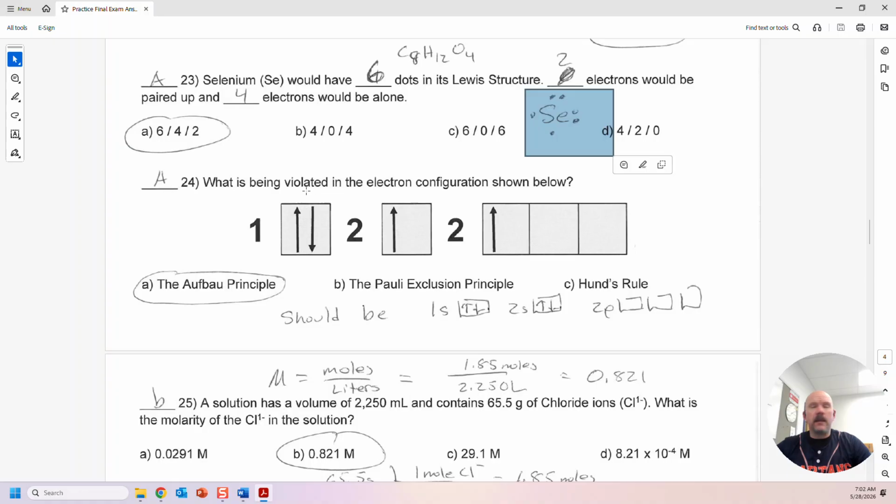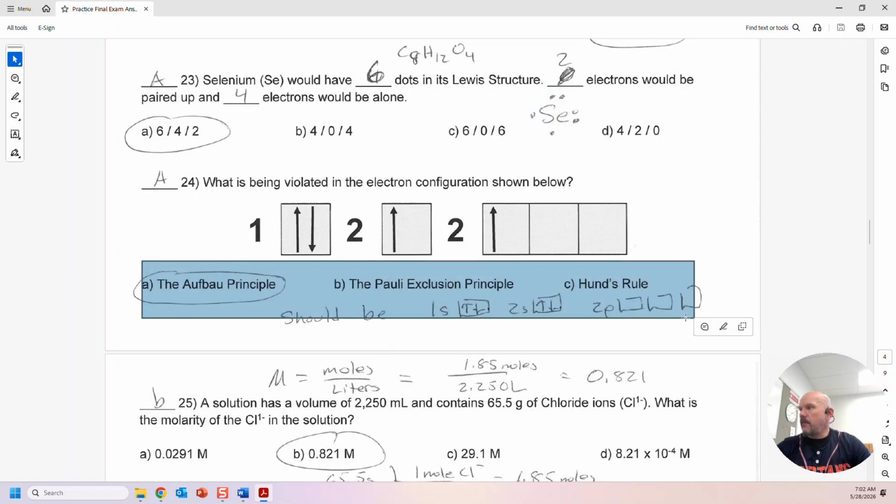All right, so let's move on to the next one. So here we got an orbital diagram, and they want to know what rule is being broken. We have all 3 basic rules that you need to know about, and so we're breaking one of those rules. It's not written in here, but that's 1s, 2s, and then 2p, right?